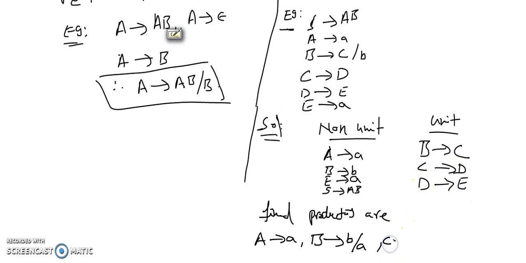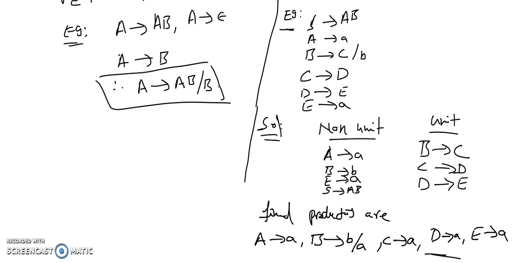Like that, capital D tends to small a, by the transitivity property, and E tends to small a. These are the required final productions after removal of unit productions.